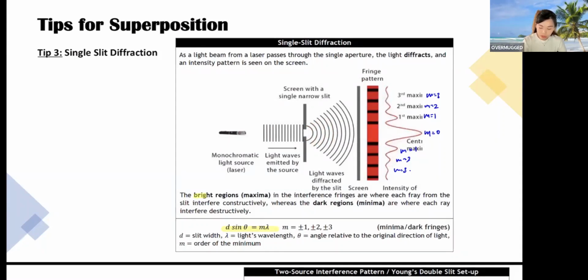So the bright spots or the bright regions, we call them the maxima, meaning there is constructive interference. The dark spots, which we call the minima, is where there's destructive interference. Understand? So at the end of the day, you will have this formula, d sine theta equals m lambda. Otherwise, you can also use d sine theta equals n lambda, where n is the order of your bright fringes. It's the same formula.